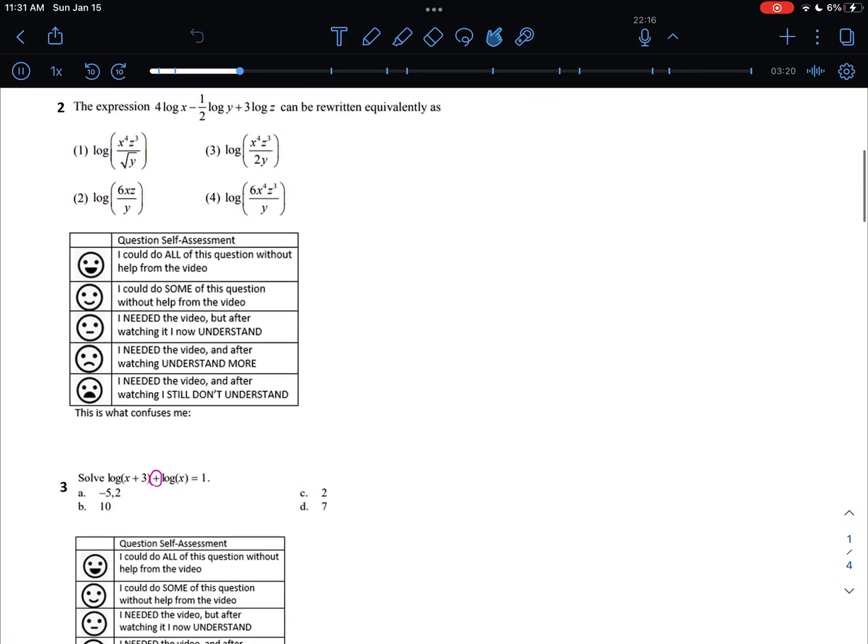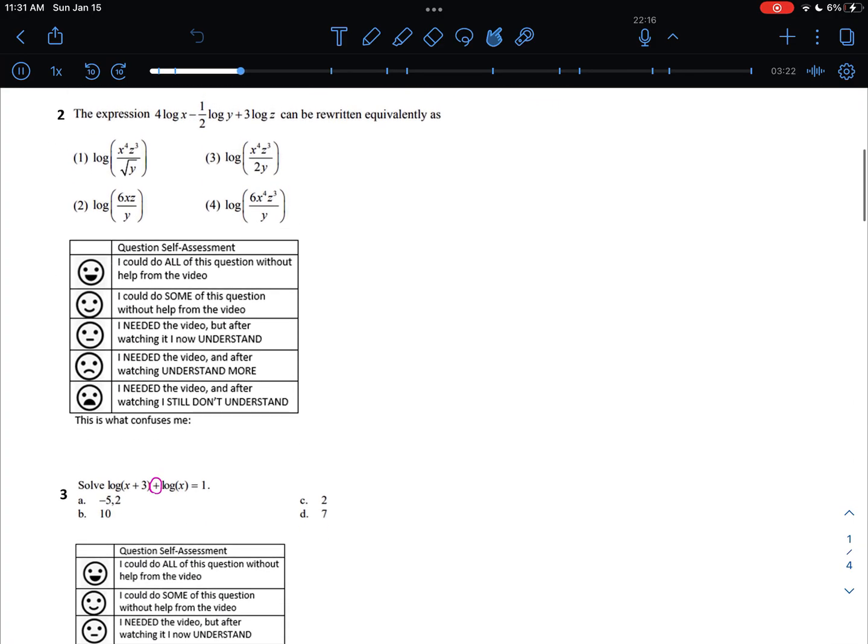Okay, we're on to question number 2, and it says the expression 4 log of x minus 1/2 log of y plus 3 log of z can be rewritten equivalently as, and this is already the expanded form of the logarithm. I'm going to want to condense these logarithms and remind myself that when I see addition, it's going to remind me to multiply those. And if I see subtraction, it's going to be to use my quotient rule.